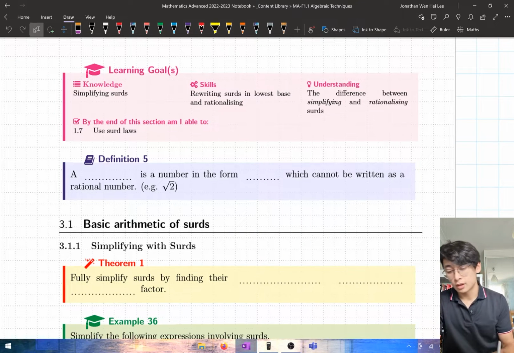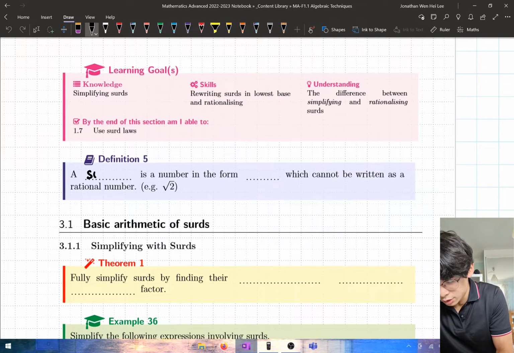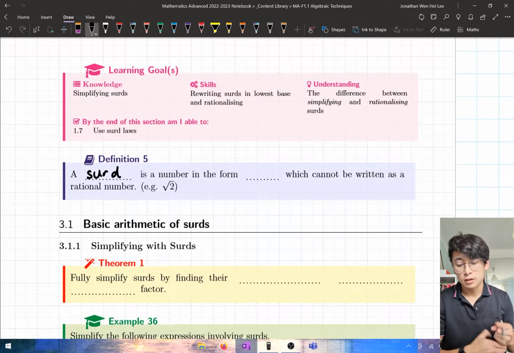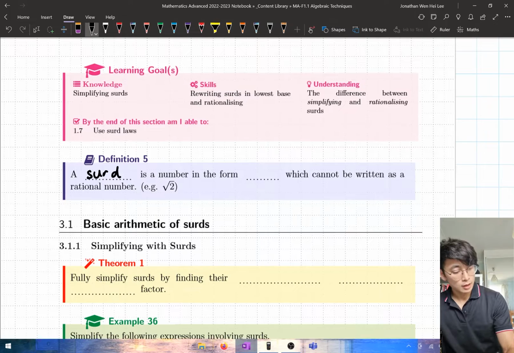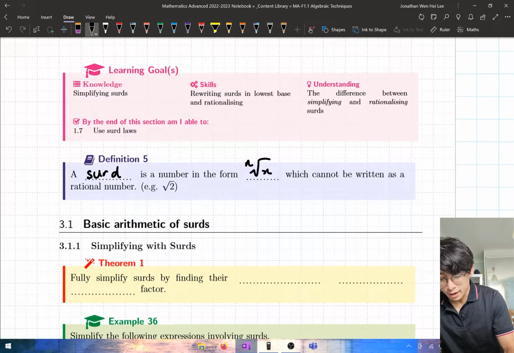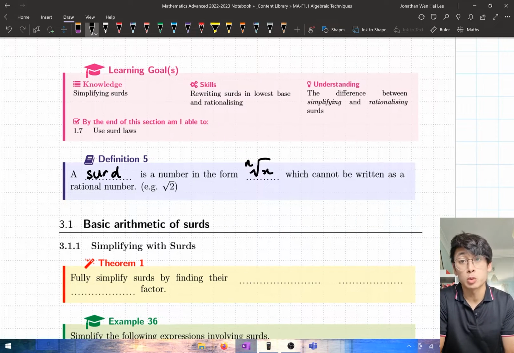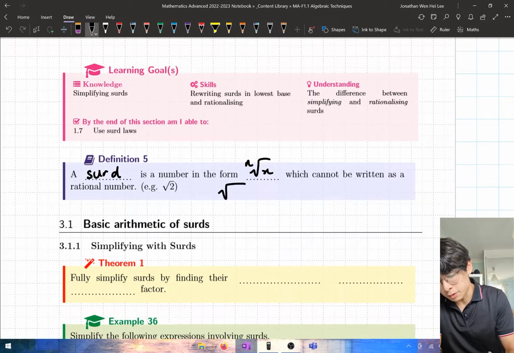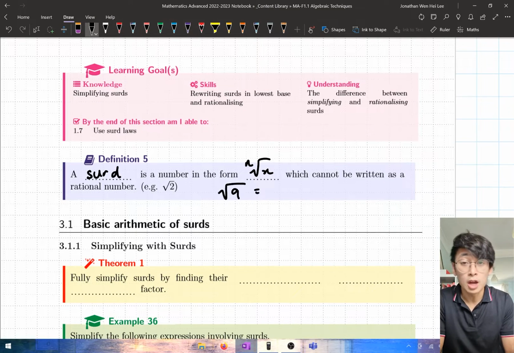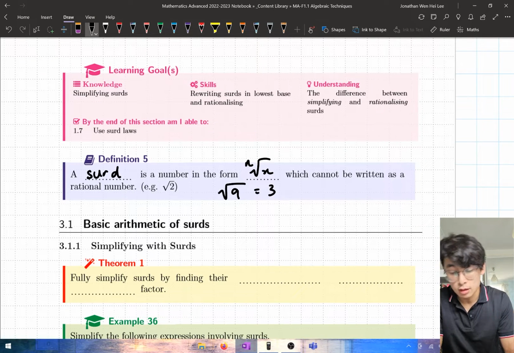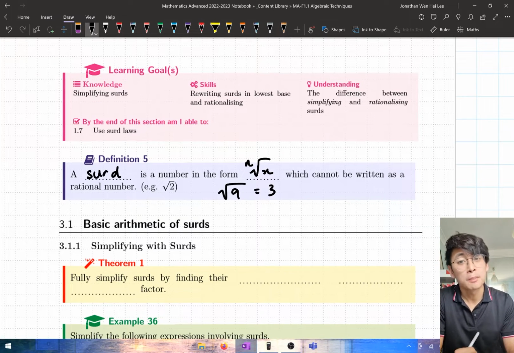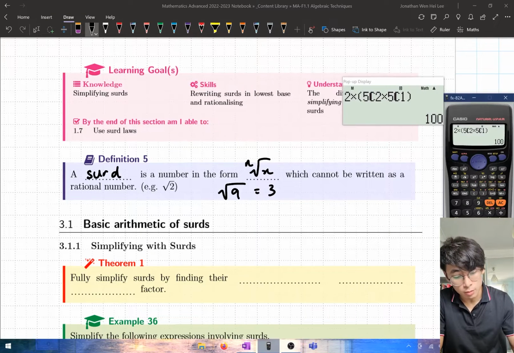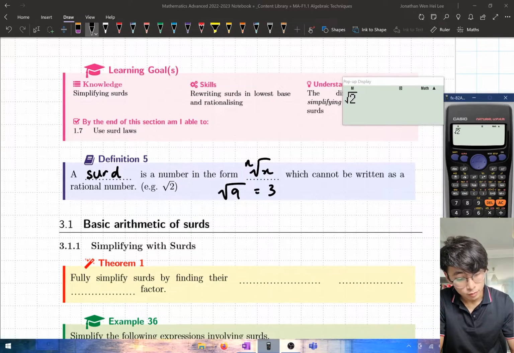Okay, so definition 5. So a surd, just so we know what we're talking about, is a number in the form the nth root of a number x, which cannot be written as a rational number. So for example, square root 2. We've looked at square roots before, so for example, if we wanted to square root 9 actually has an answer, which is 3. However, not every number that we square root has a number that we can write as a neat number.